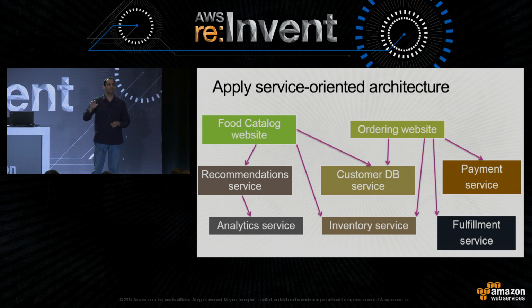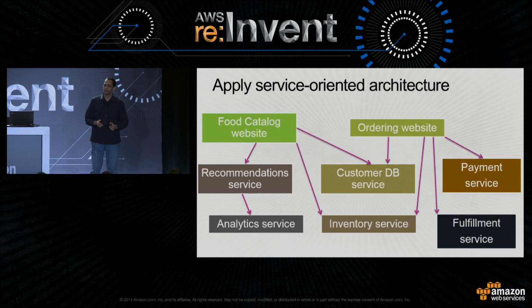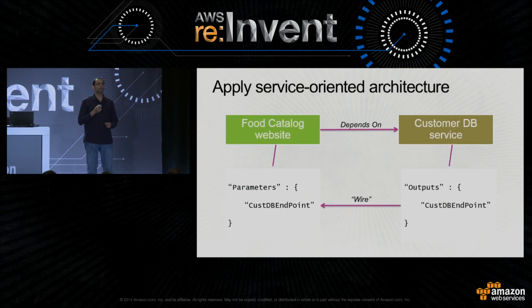You might have a food catalog stack and a customer DB stack. And they also have relationships. And how do you create those relationships? By using outputs and parameters. So if the food catalog stack requires some customer information, then you can publish the customer DB endpoint from that customer DB stack and then pass it on as an input parameter to the food catalog stack.